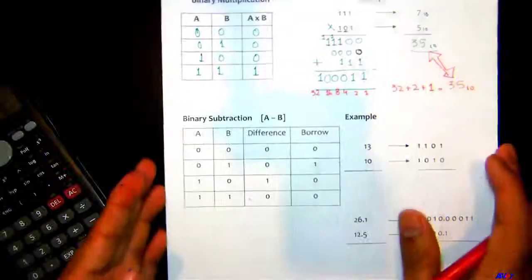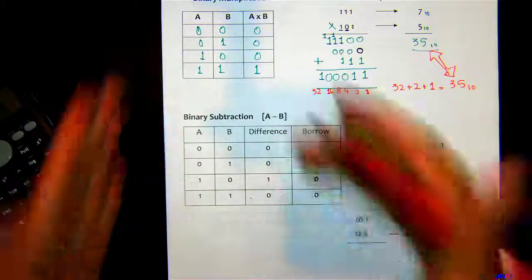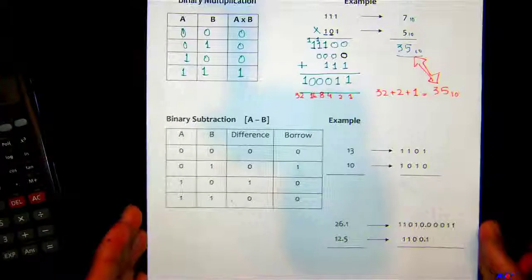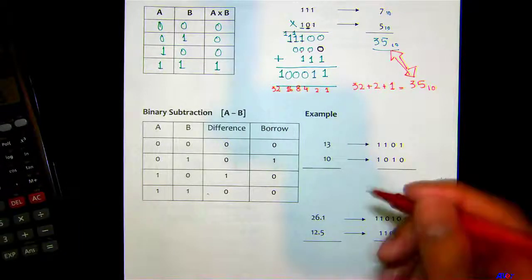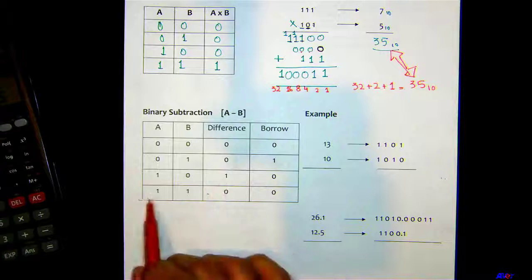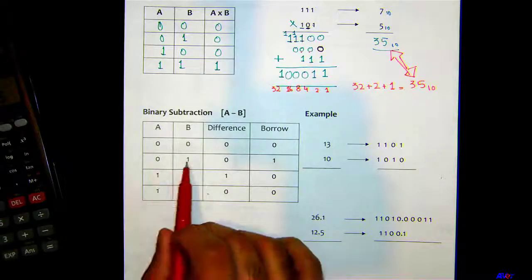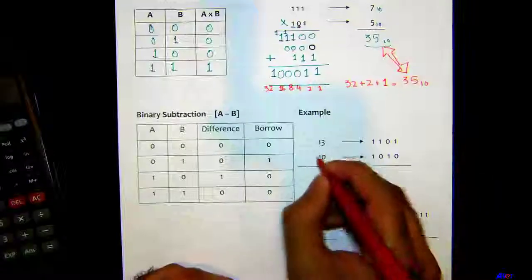Okay, all right. Last topic for today, it's binary subtraction. So I already had this filled. Here are the differences and borrows. 0 minus 0 is good. Difference is going to be 0. 1 minus 0 is going to be 1. 1 minus 1 is going to be 0. 0 minus 1, difference is 0. Borrow is 1. Okay. So this is 13 minus 10.